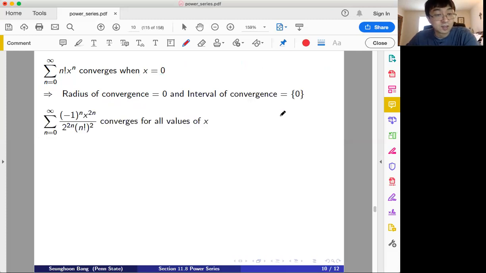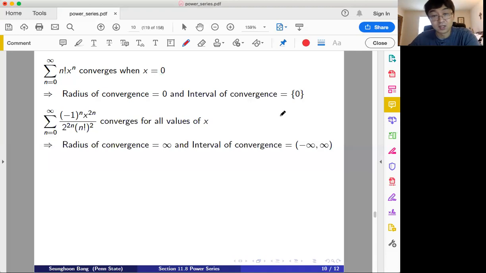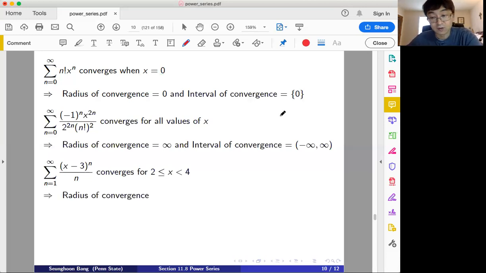The next one. In this case, the series converges for all values of x. The radius of convergence is infinity. What does it mean? All real numbers. The length is infinity. The interval of convergence is from negative infinity to positive infinity. The third one: the series with (x minus 3) to the n over n converges for x from 2 to 4. The next one. What is the radius of convergence? In this case, what's the radius of convergence?